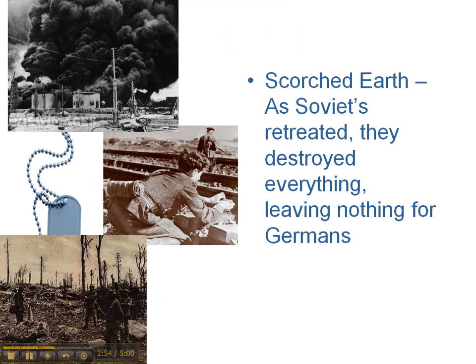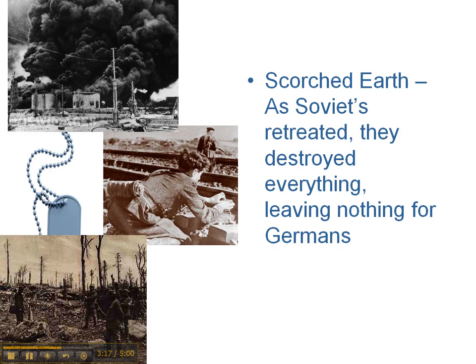The Soviets, as they retreated, when the Germans came in, the Soviets' plan was to pull the Germans further and further into Russia. So as they retreated, the Germans followed them. They followed a policy called scorched earth, which means that they destroyed everything the Germans could use. They destroyed rail lines. They burned fields. They destroyed structures. Nothing for the Germans to use.